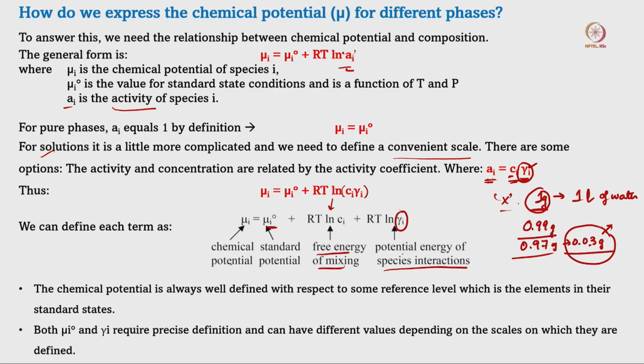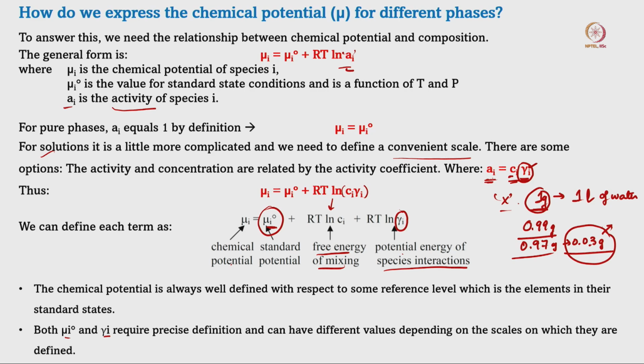So, the chemical potential is always well defined with respect to some reference level, that is this one, which is the elements in their standard states. How is mu I 0 calculated? That is calculated from the elements in their standard states. Both mu I 0 and gamma I require precise definition, and they can have different values depending on the scales on which they are defined.